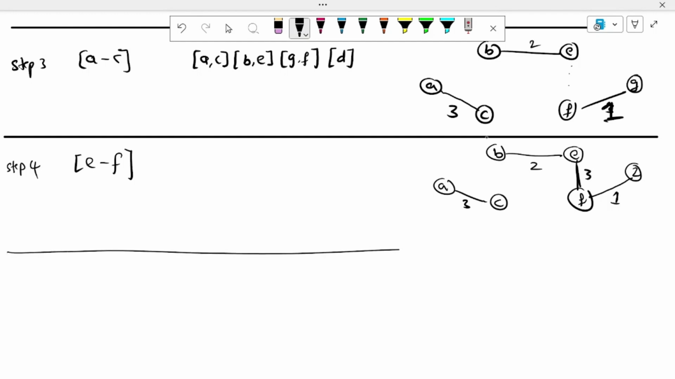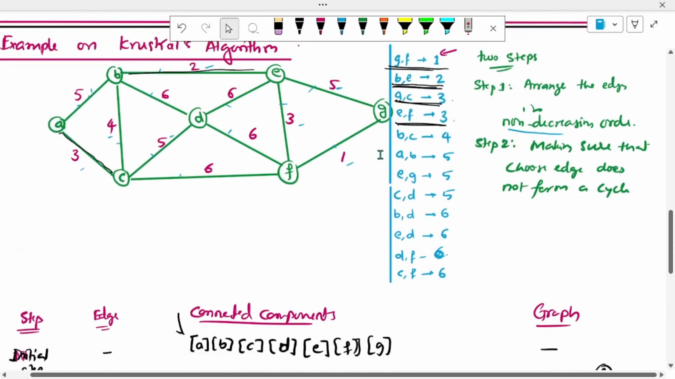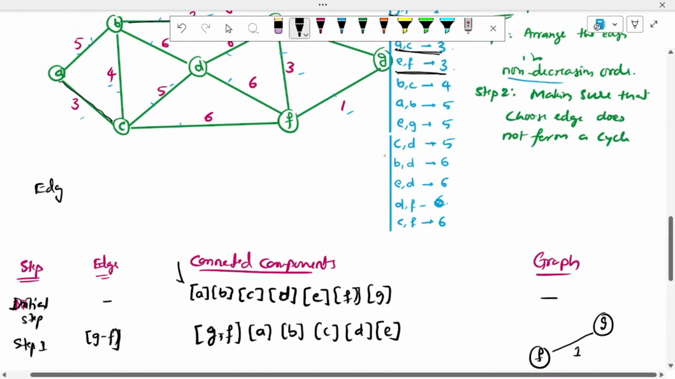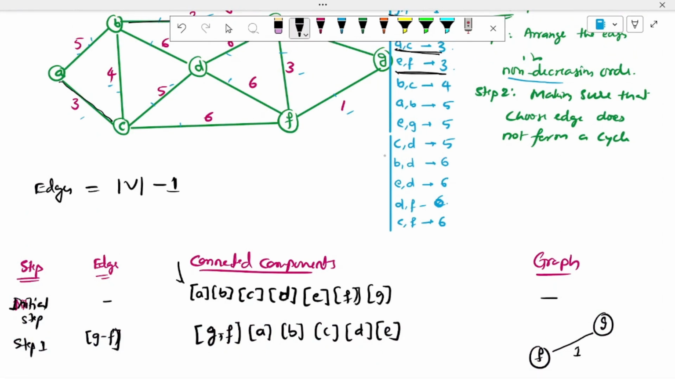Now if you go to the next step, we'll go on adding the edges till the number of edges is equal to the number of vertices minus 1. If you see the number of vertices in this case: 1, 2, 3, 4, 5, 6, 7. So 7 minus 1, we need to get 6 edges.